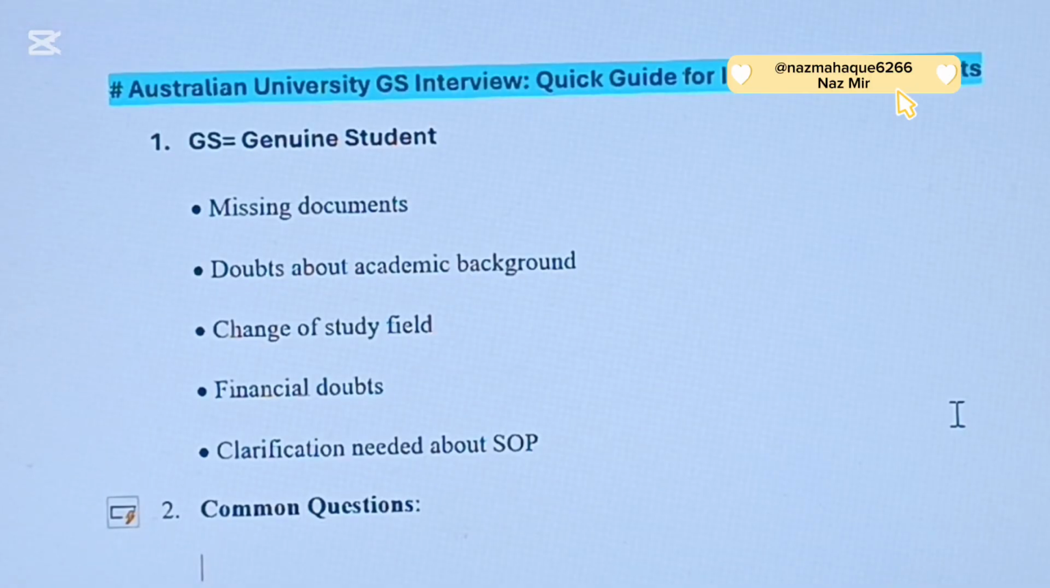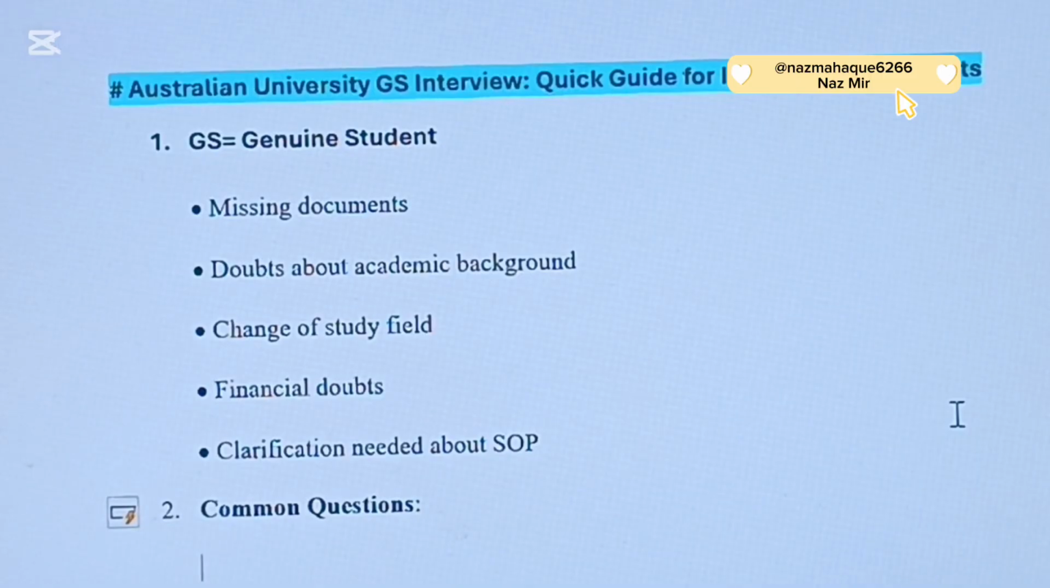And about the missing documents, as I have already talked about in my previous video, international students need to provide some documents, and the university will list the documents that they need in order to review your financial background, your academic background, and all other things. If they feel like something is missing, then they will either tell you that you need to provide this document to us, or they will just conduct this interview and then tell you we need one more document or some more documents like that.